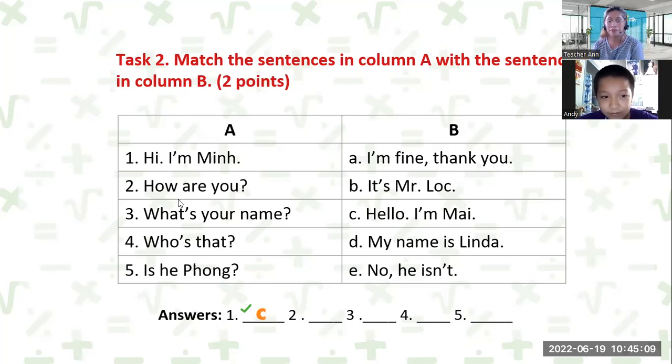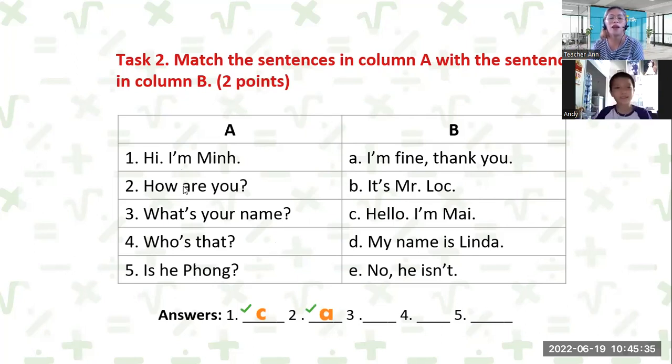How are you? A. Okay, yes, let us see. A, teacher. Okay, correct. Very good. You will say, how are you? What is the answer, Andy? I'm fine. Thank you.